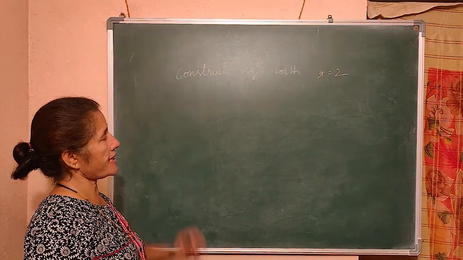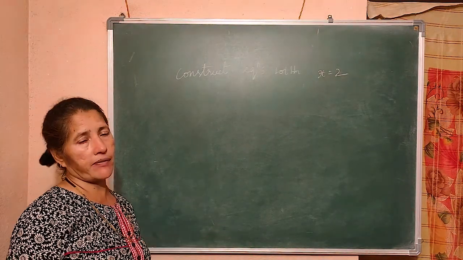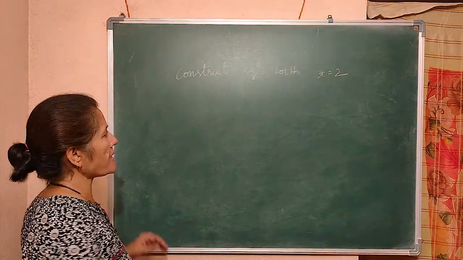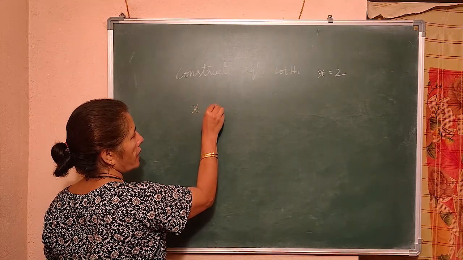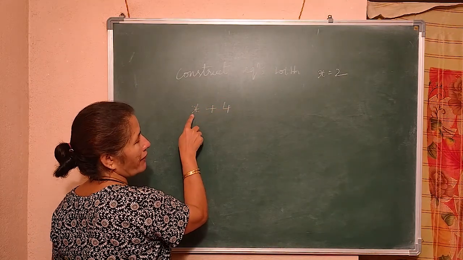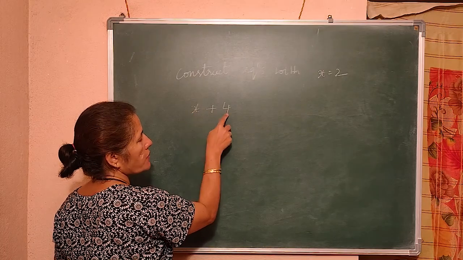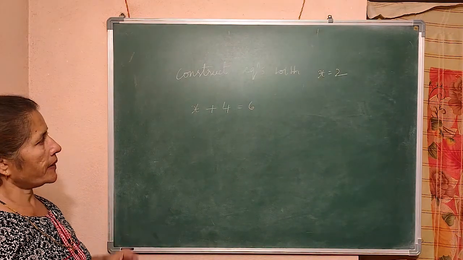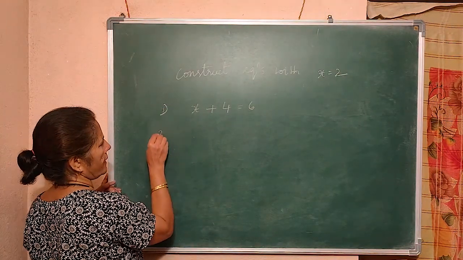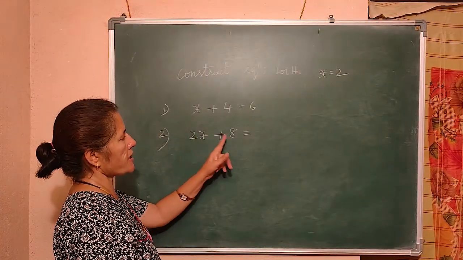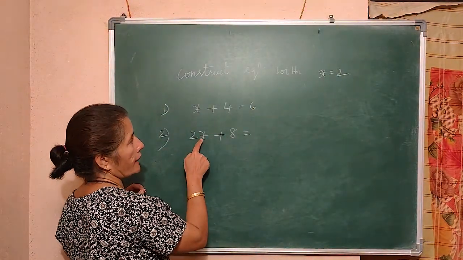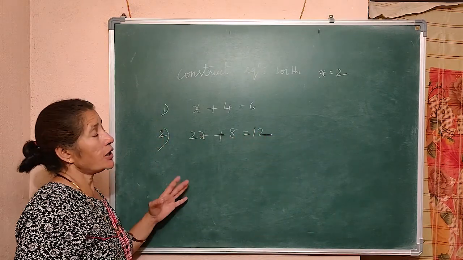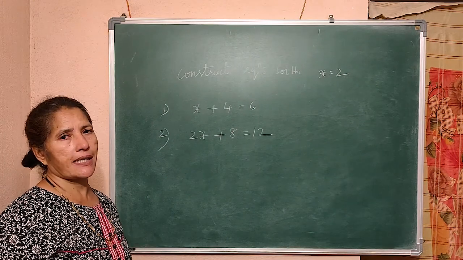Now the last question is like this. Construct equation with x is equal to 2. So x value should be 2. Suppose I say x plus 4. Let me put the value of x as 2. 2 plus 4 is 6. So x plus 4 is equal to 6. That is one question. Let us do two more. Second one. 2x plus 8. What is x? I want 2. 2 2s are 4. 4 plus 8, 12. Like that, you can frame many equations.